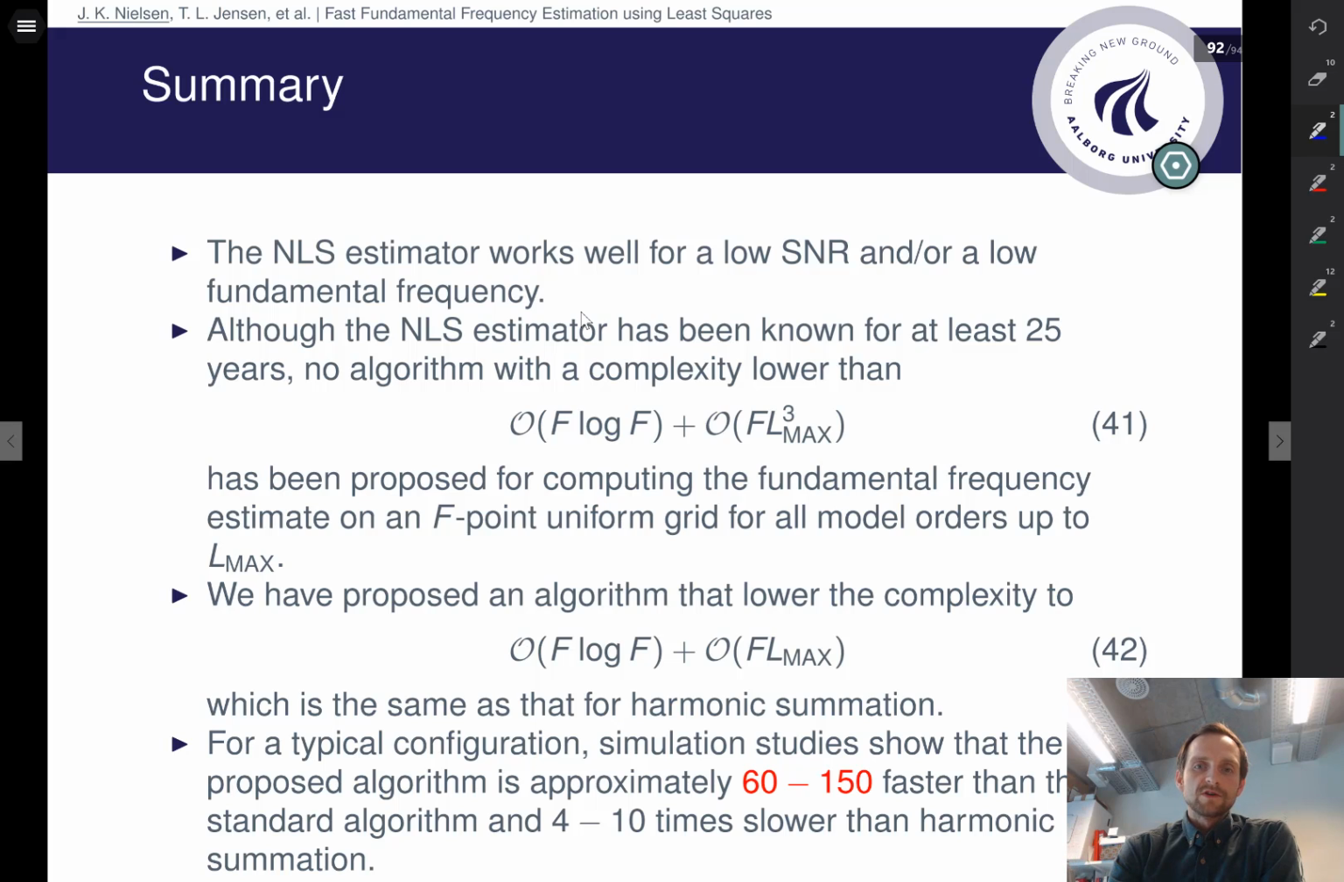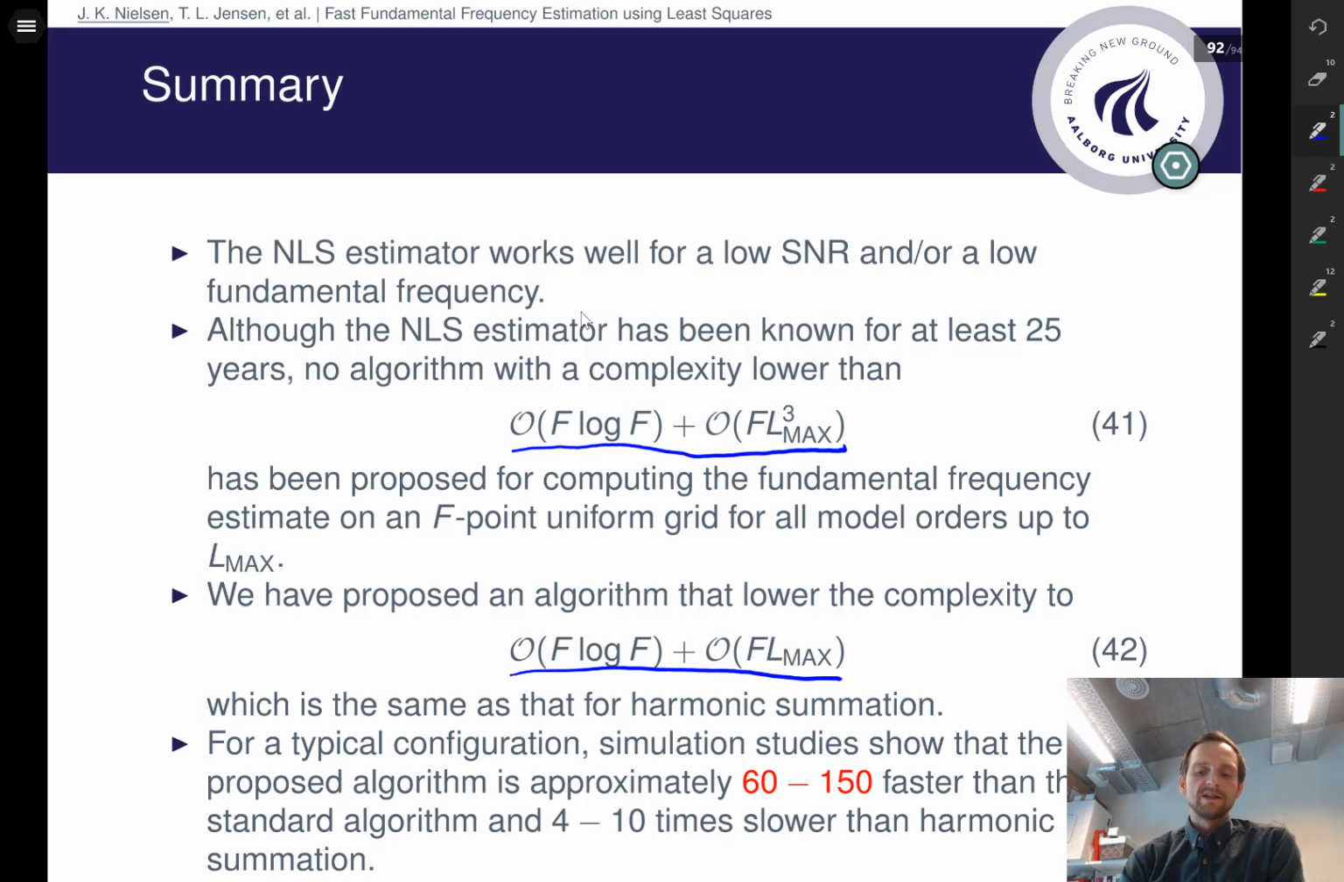NLS has been known for a long time, but we haven't really seen a complexity lower than this for the algorithm. But we have now lowered it to this, which is the same as the harmonic summation method, and this is roughly 60 to 150 times faster than the standard algorithm, and 10 times slower than harmonic summation.